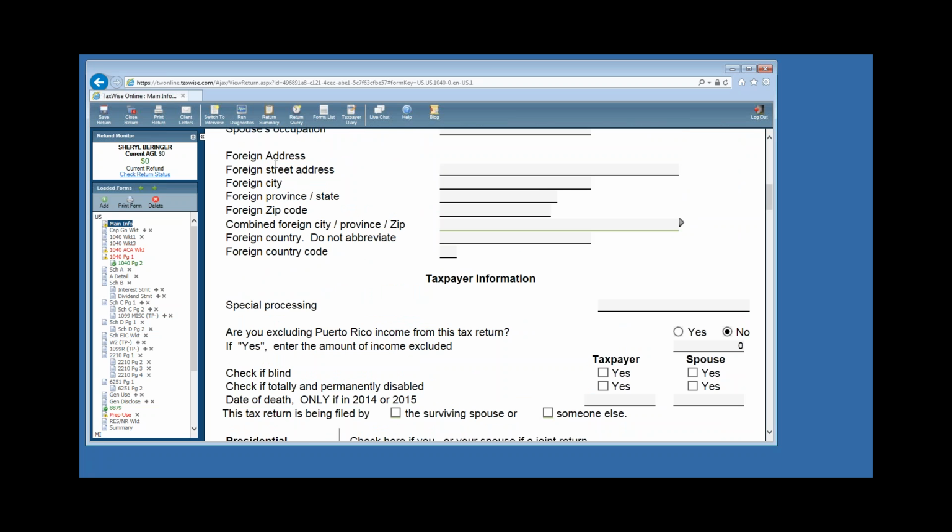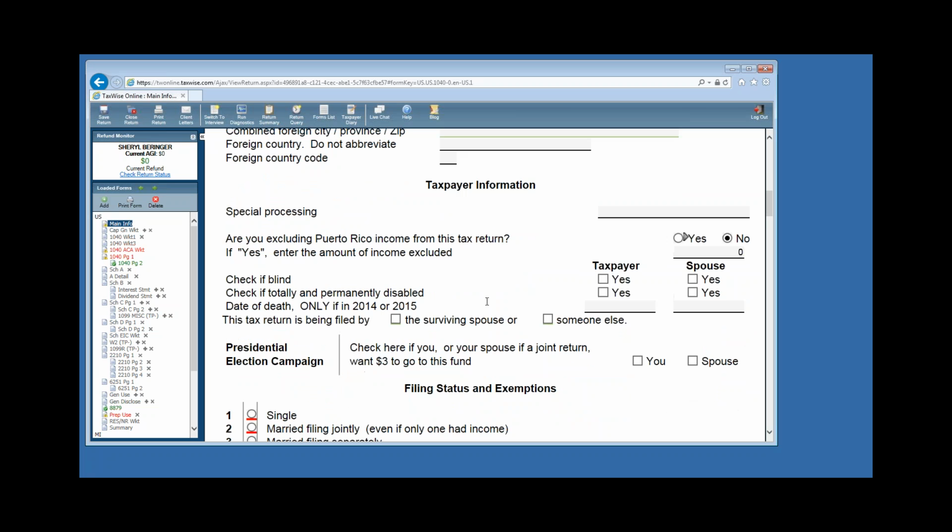This information over here, the foreign address information, we don't ever use. We don't use the special processing line. I've never done any sort of Puerto Rican tax return, and it's not requested and has not been requested as long as I've been with the program, so I won't worry too much about that.